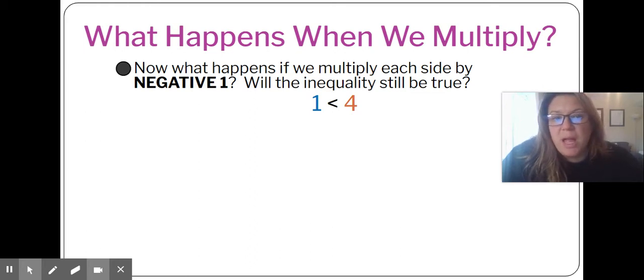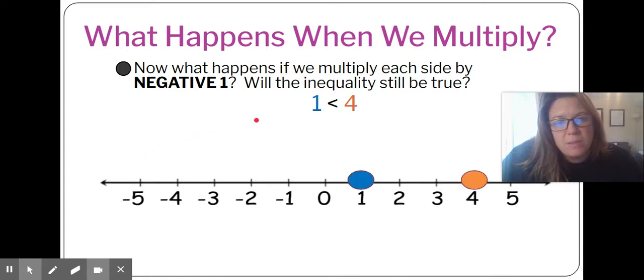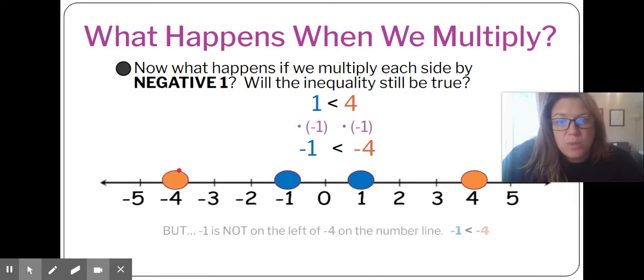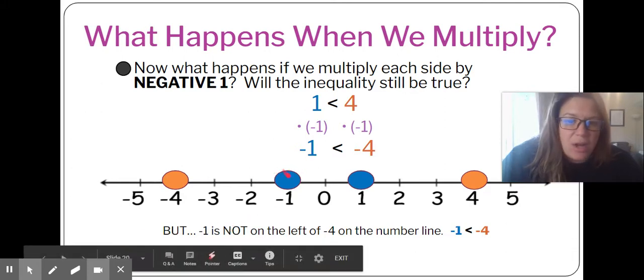So now what happens if we multiply by a -1? Will the inequality still be true? So 1 times -1 is -1, and 4 times -1 is -4. So here's where the -1 is now, and here's where the -4 is now. Because when we multiply by a negative, it flips it. It's like a mirror image on the negative side. So -1 is not to the left of -4 on the number line. So this is no longer true.